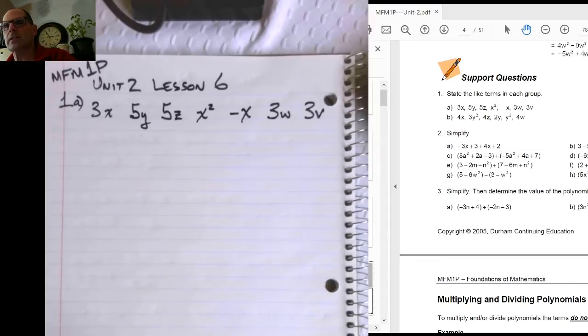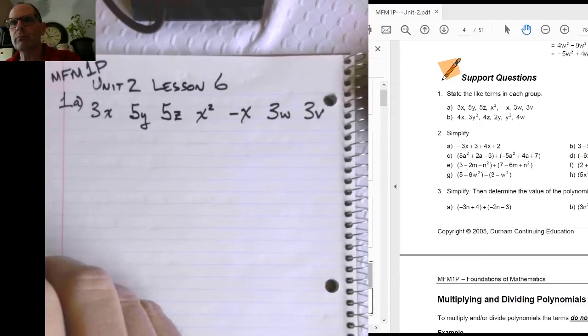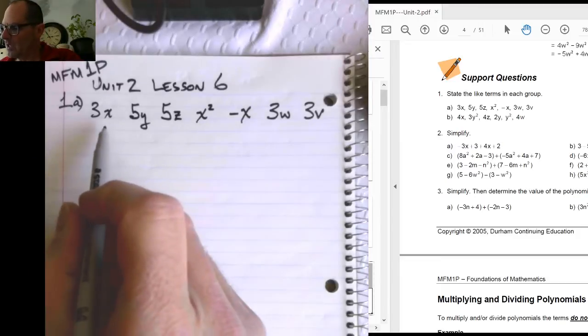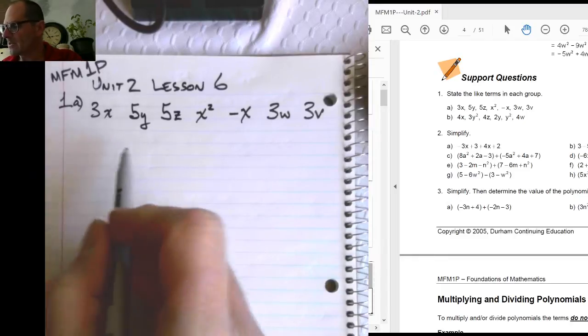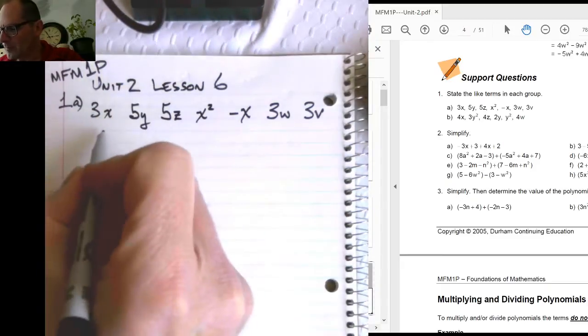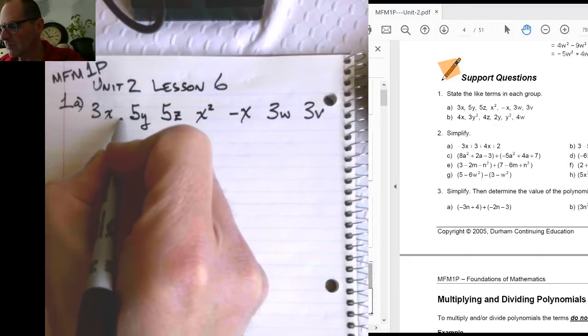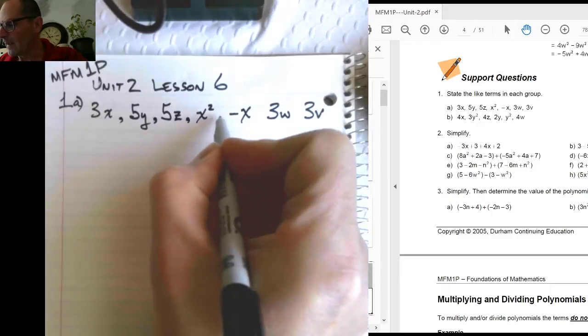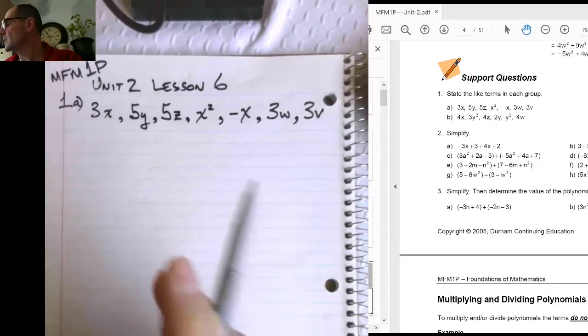This first question asks us to state the like terms in each of these two groups here. This is A. And like terms have exactly the same type of letter configuration. So when we look at this grouping of terms, we can separate all these by commas if you want, just to really emphasize. These are all separate individual terms.